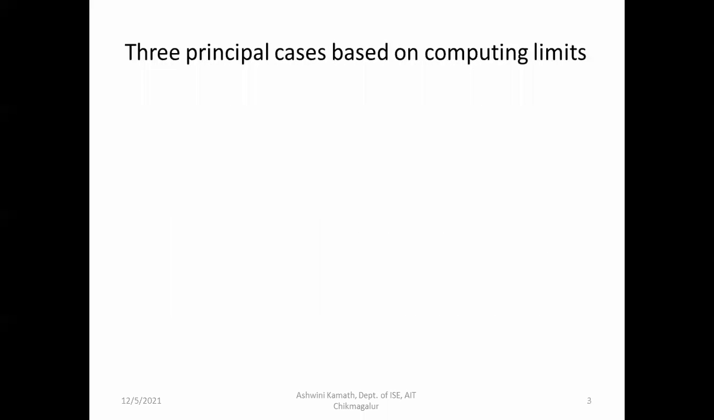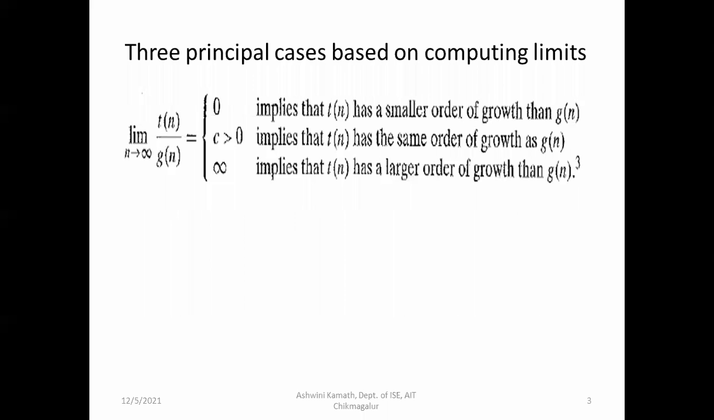So, three principal cases based on computing limits. Limit n tends to infinity, t of n divided by g of n, where t of n is one function and g of n is another function. You have two functions here, and we are going to compare them using a limit. The limit will usually be n tends to infinity, so n value can be up to infinity. We have to perform the operation t of n divided by g of n.